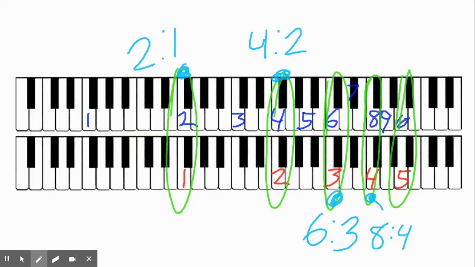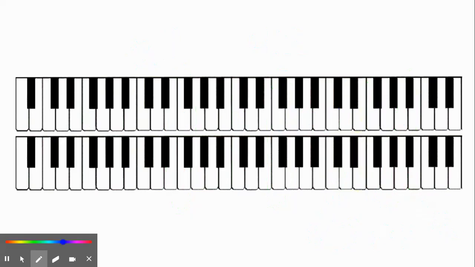If we were to make the coincident partials at this A unison, we would have a 10-5 octave. I'm going to explain how to do this in another video. Don't worry about that right now. Let's look at a fifth.